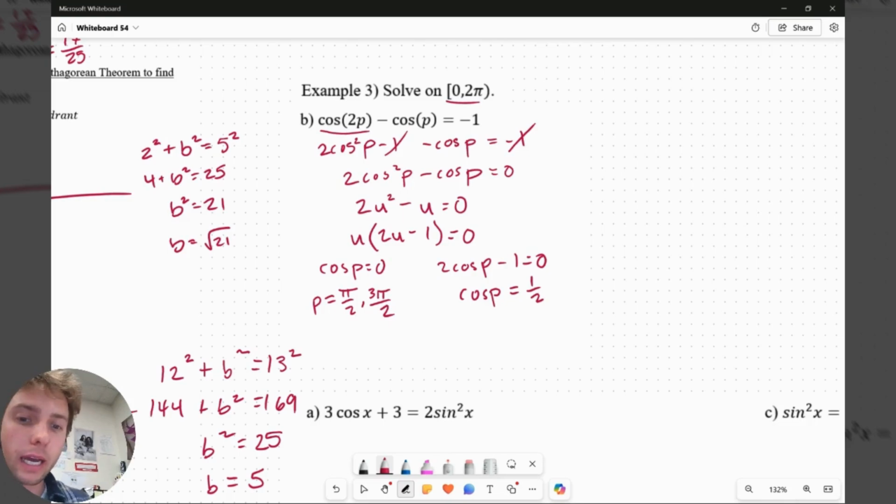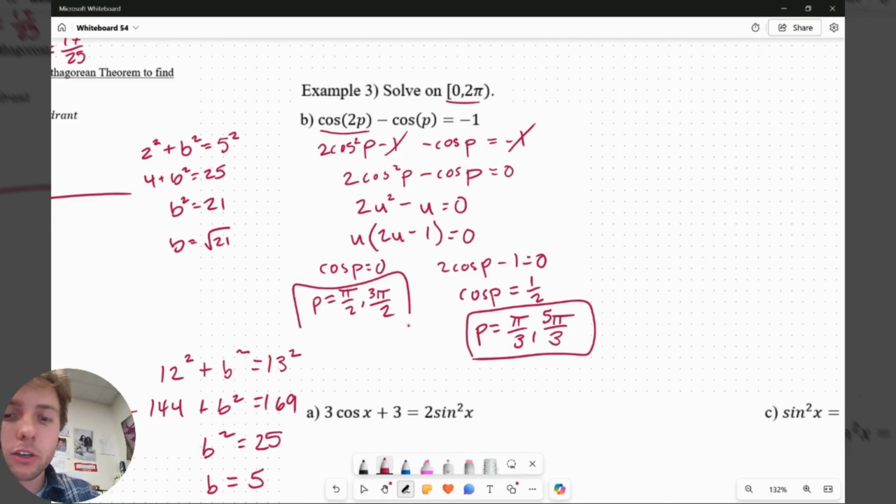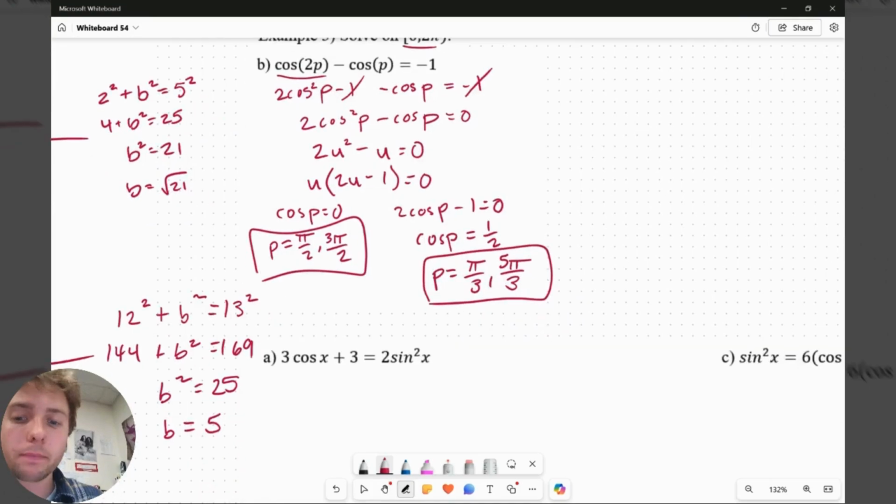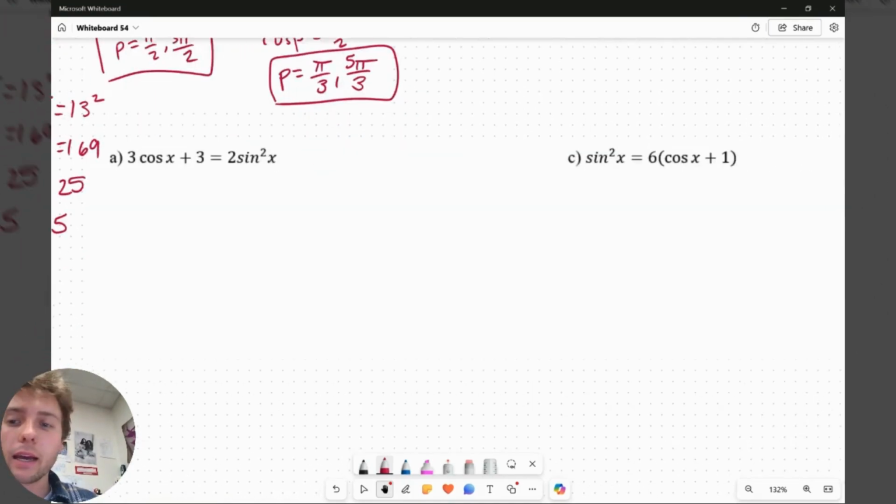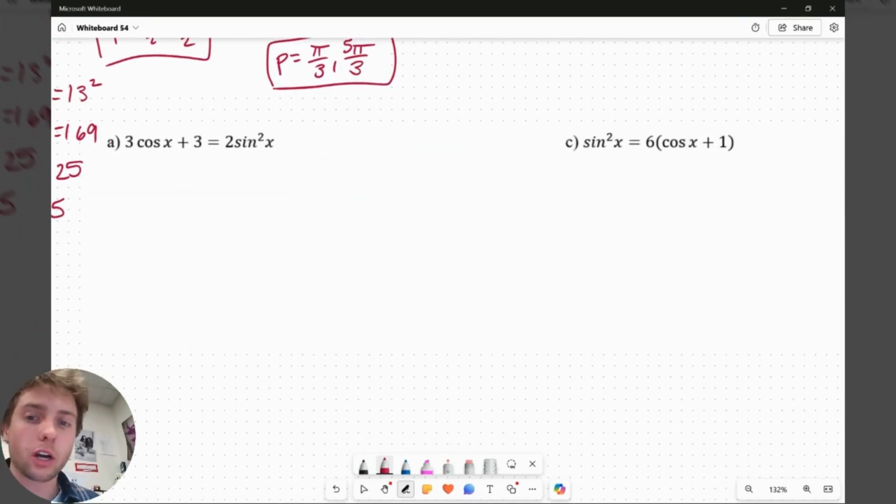And okay, we look at what angle makes cosine equal to 1/2, and that would occur at 2 spots, in the first quadrant and in the fourth quadrant, at pi thirds. So pi thirds and 5 pi thirds are our answers. We get 4 answers to this problem. There are all 4 of them. Let's look at another 2 problems. Again, only solving on 0 to 2 pi.